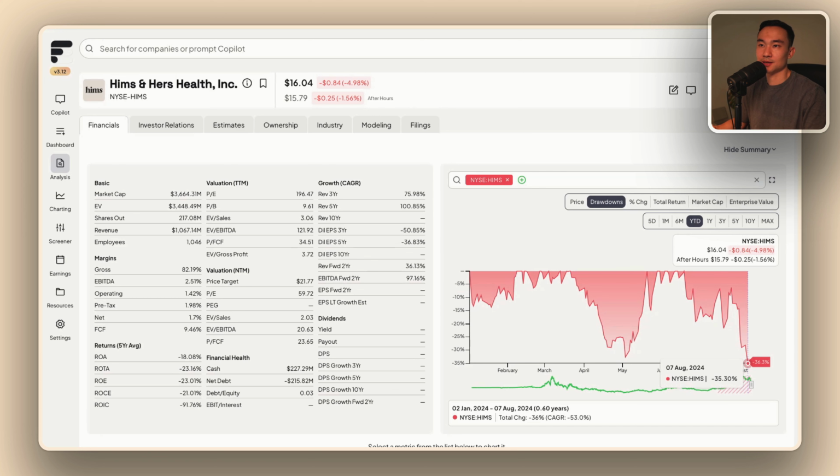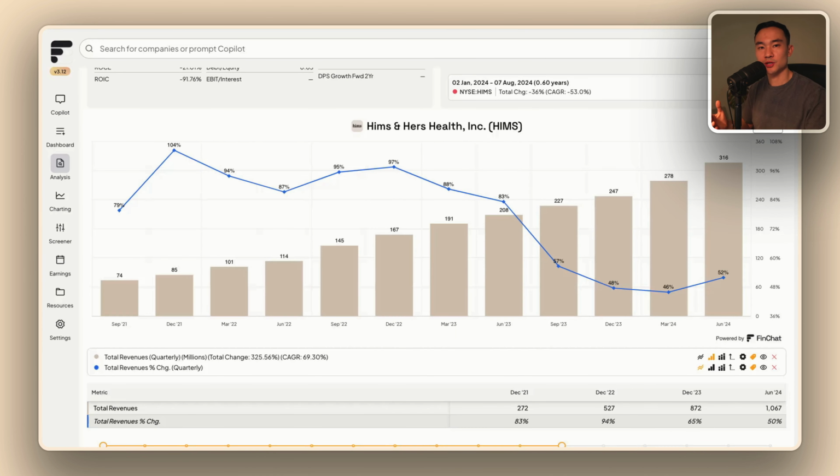And with that being said, let's take a look at HIMS and HERS Q2 results. So my first impression with the company's earnings report is that this is probably one of, if not the strongest quarter the company has ever recorded since it went public.